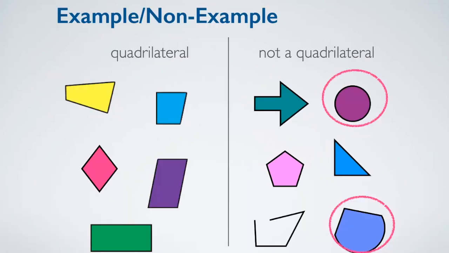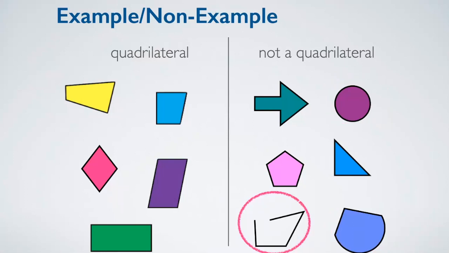Why aren't these quadrilaterals? These shapes have curved sides, and quadrilaterals have to have only straight sides because they are polygons. How about this one? Why isn't this a quadrilateral? This one is not a closed shape, and quadrilaterals are polygons, so that means they are closed shapes, and they're a specific kind of polygon that has 4 straight sides.